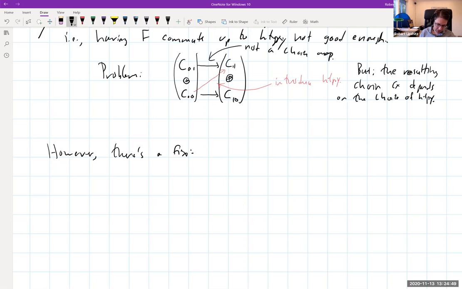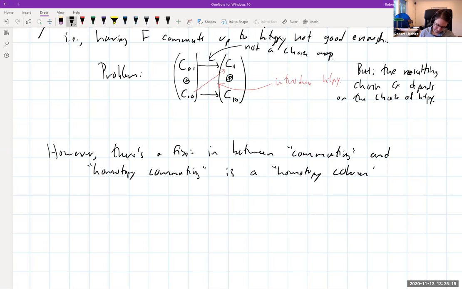There's something in between commuting and homotopy commuting, which is what's called a homotopy coherent functor from 2 to the n to spaces, or 2 to the n to abelian groups, sorry, to chain complexes. You know, it doesn't matter that this is a cube. It's a notion that makes sense for any shape of diagram.